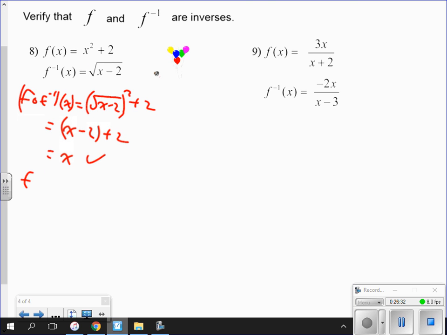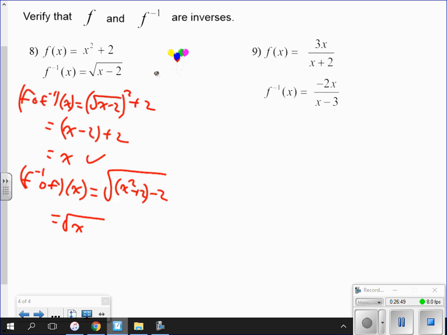f inverse composed of f equals, I take f, stick it in f inverse. I have the square root of x squared plus 2 minus 2, which is the square root of x squared, which is x. It's good. They are inverses.